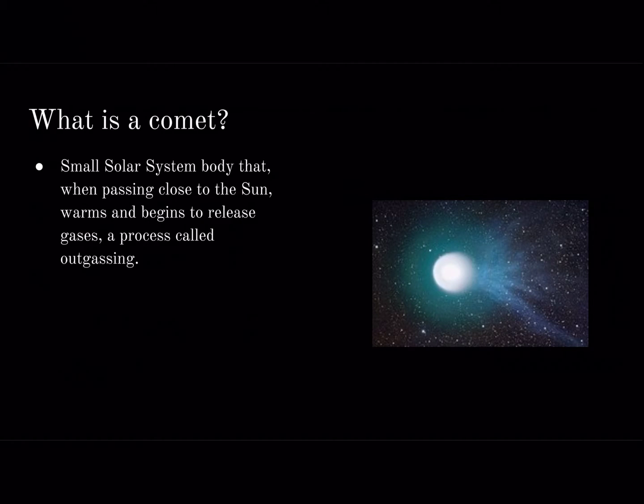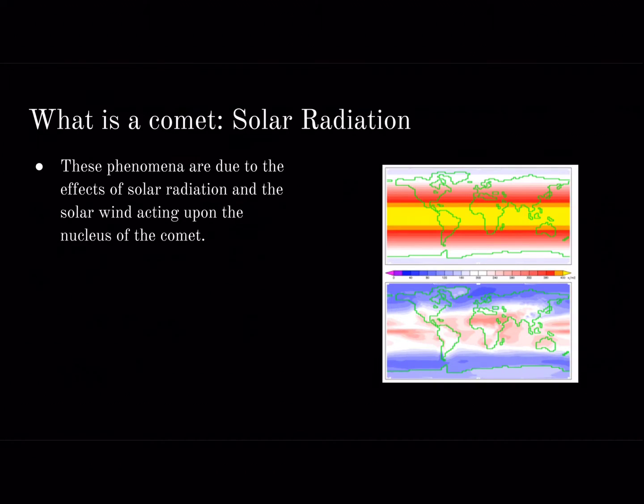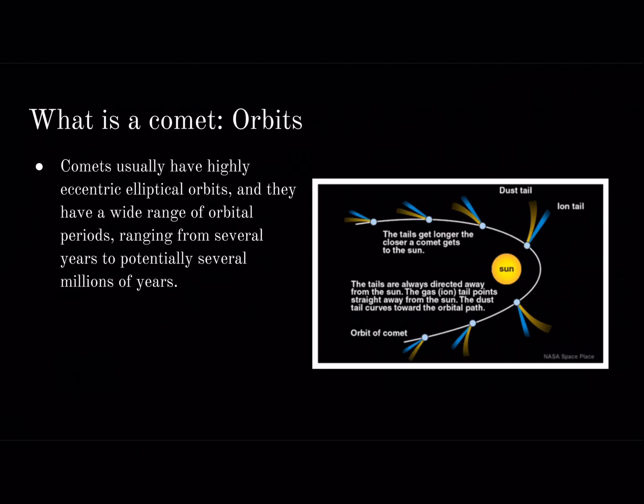A comet is an icy small solar system body that, when passing close to the sun, warms and begins to release gases, a process called outgassing. This produces a visible atmosphere or coma, sometimes also called a tail. These phenomena are due to the effects of the solar radiation and the solar wind acting upon the nucleus of the comet. Comet nuclei range from a few hundred meters to tens of kilometers across and are composed of loose collections of ice, dust, and small rocky particles.